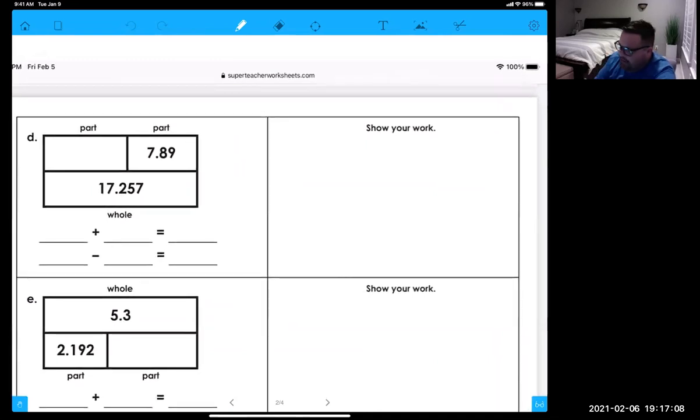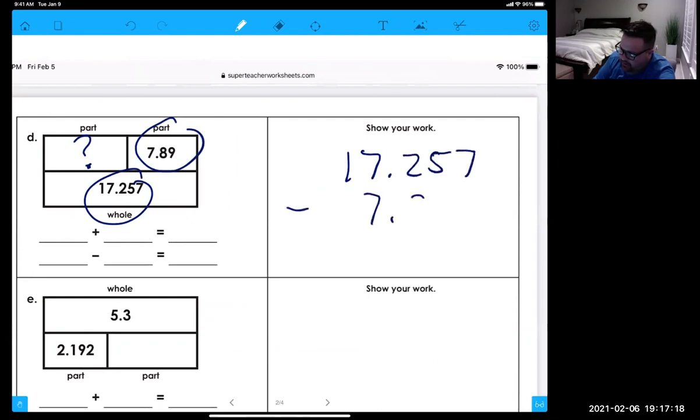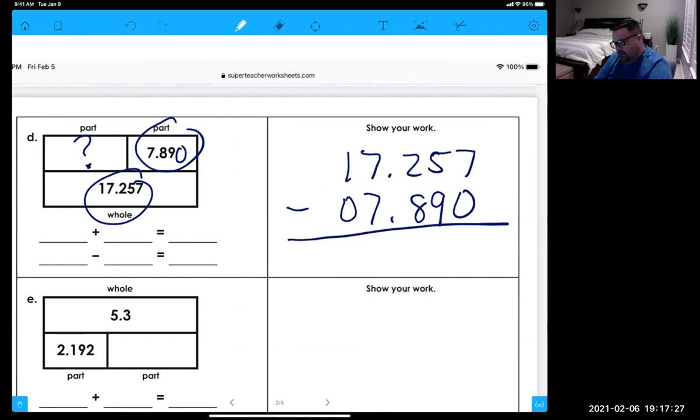Okay, again for D, you have the whole, and you have a part, and you're trying to find this other part. So you would take your whole and subtract one of the parts. Put in the 0 as a placeholder so you don't get confused. 2 zeros. And then you just do the work, right? And remember, this connects back to the word problems we did on Thursday and Friday, right? You got to make sure you line these up right or you're going to get messed up.